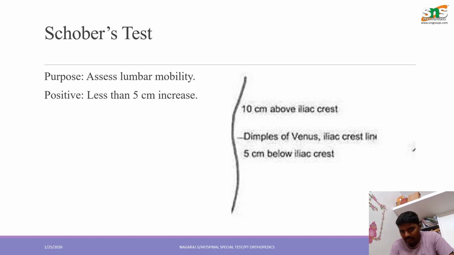In this diagrammatic representation, mark 10 centimeters above the iliac crest. Then the dimples of Venus on the iliac crest line, and 5 cm below the iliac crest. Mark the line 10 cm above the iliac line, then the line 5 cm below the iliac crest. The differentiation is that an increase of less than 5 cm in the Schober test is a patient with reduced lumbar mobility.